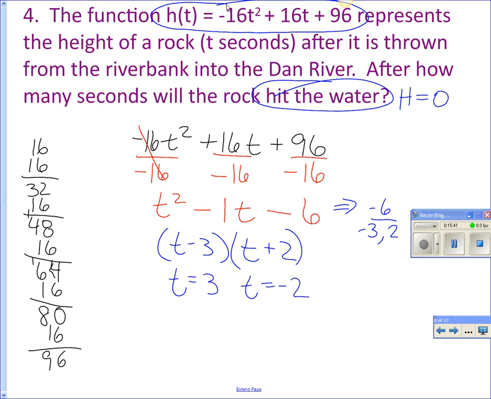Stephen R., which one do I want? T equals 3 or t equals negative 2? Positive one. You want the one that's positive. T equals 3.